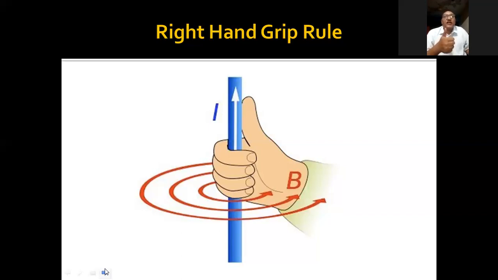In this diagram, you see the I is showing the current, the thumb is in the direction of the current, and the curls of the fingers are showing the direction of the magnetic field around that straight conductor. This is called the right hand grip rule. It's very easy. I hope you will understand it.